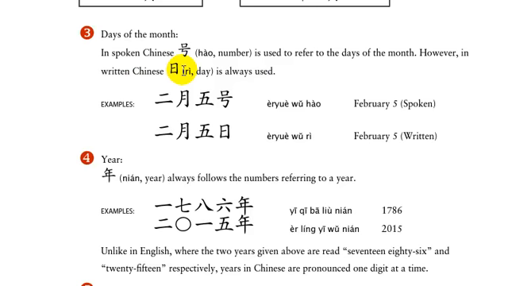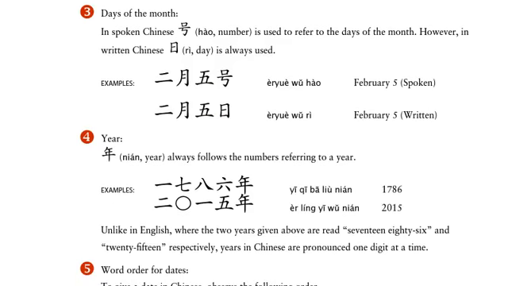Days of the month are spoken using 号. In written Chinese, 日 is usually always used. So February 5th would be 2月5号, February 5th. In the written form, it would be 2月5日, February 5th. So pretty simple.